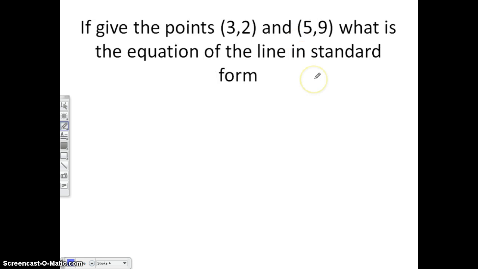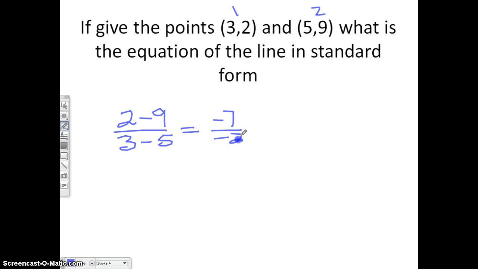If given the points 3, 2 and 5, 9, what is the equation of the line in standard form? First of all, we're going to need a slope. Let's make this our 1's and this is our 2's. So we have 2 minus 9 on the top, calculating slope, and 3 minus 5 on the bottom. That gives us a negative 7 over a negative 2, or a slope of 7/2.